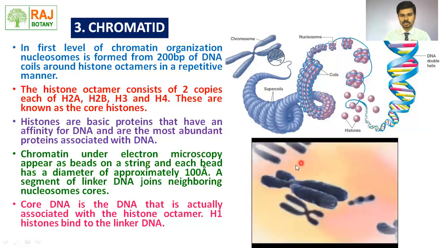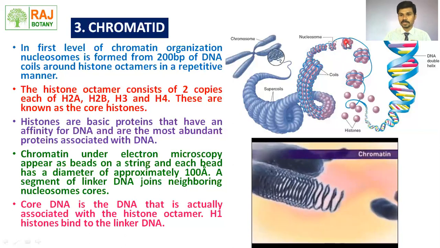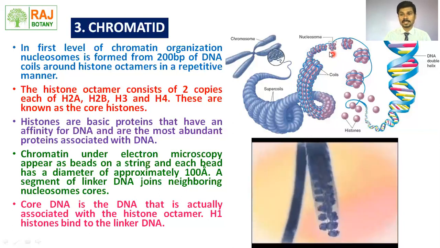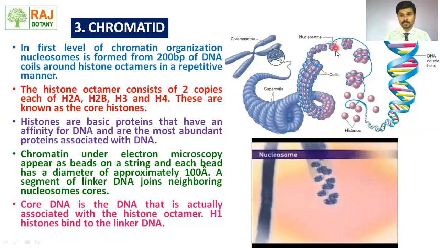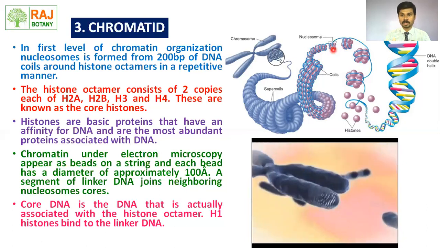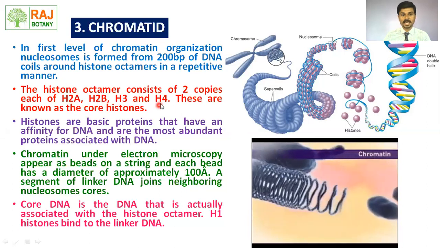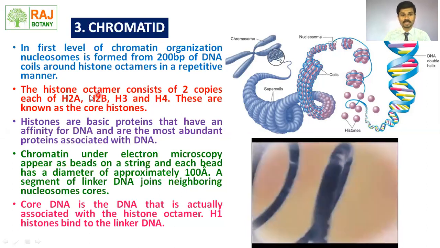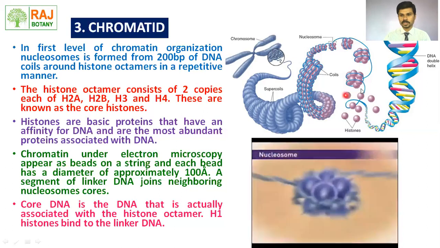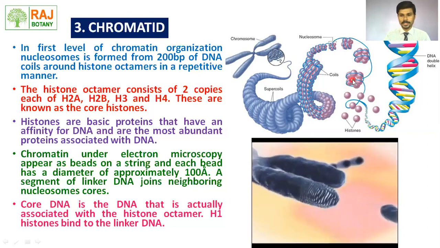And each nucleosome actually consists of such a structure, and in that structure histone proteins are there, and around those histone proteins DNA gets coiled. These histone proteins are formed from 8 subunits of the histone. These 8 subunits are H2A, H2B, H3 and H4, and all these 4 subunits of the histone are in 2 copies. 4 into 2, 8. So here we can see the 8 subunits, and around those 8 subunits DNA is coiled.